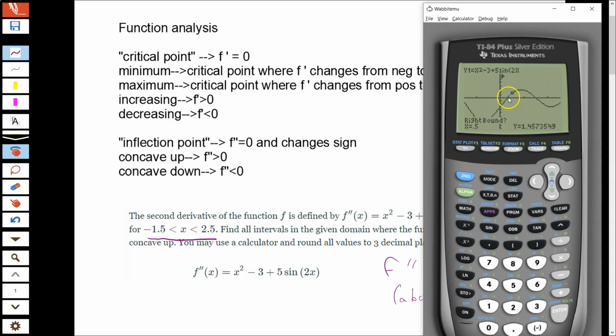We're going to do this twice, and we want it to look specifically for the left one first. Hit enter. Then it's going to ask for a guess, and you're going to hit enter again.